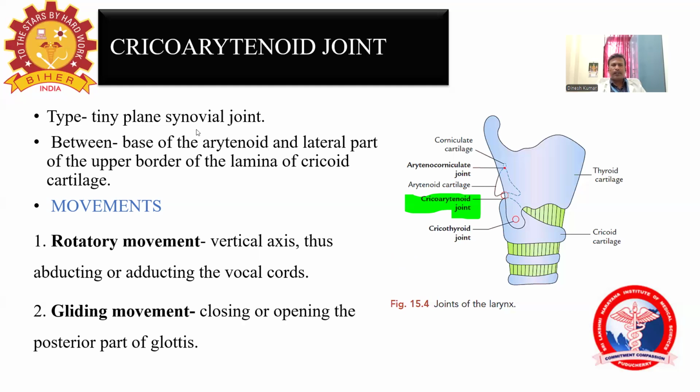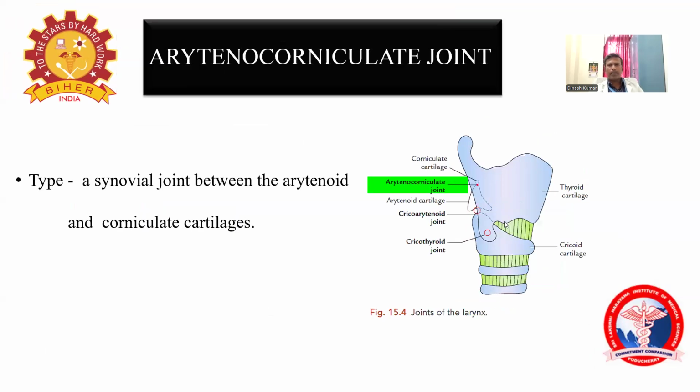So, formed by the plane synovial joints between the base of the arytenoid. So this is the arytenoid, the base of the arytenoid, and the lateral part of the lamina of the cricoid cartilage. Its function is mainly for two movements. It allows the rotatory movement and the gliding movement. The rotating movement occurs mainly around the vertical axis, abducting and adducting the vocal cords. The gliding movement closes or opens the posterior part of the glottis.